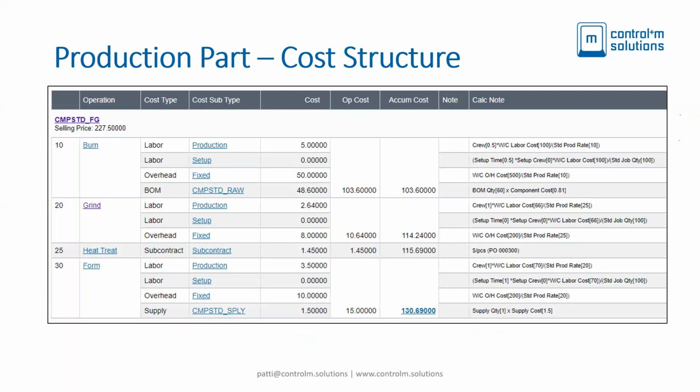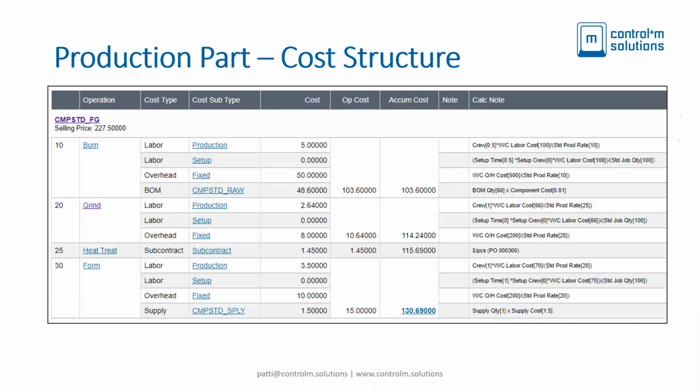The formula for overhead is pretty much the same as labor, but it does not take crew size into account because that work center in an overhead perspective costs us the same to run no matter how many people are working on it. And the setup time is calculated as setup hours times the crew times that work center cost, and then the total is divided by the standard job quantity. That means we're able to assign a setup cost per piece.